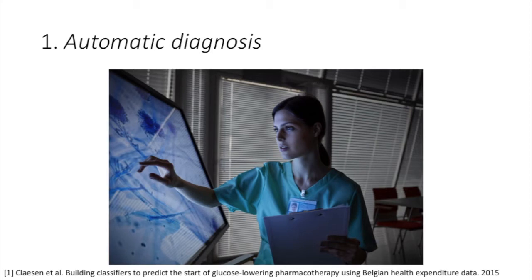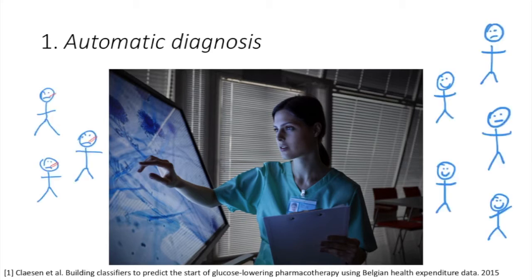Source number 1, automatic diagnosis. An automatic diagnosis system aims to predict if a patient has a disease or not. The data for such a system would consist of, on the one hand, patients that actually were diagnosed with this disease, and on the other hand, patients that were not. However, not being diagnosed with a disease is not the same as not having the disease. Actually, many diseases, like diabetes, often go undiagnosed. Therefore, it's safer to regard the patients that were not diagnosed as unlabeled and just the diagnosed patients as positive.